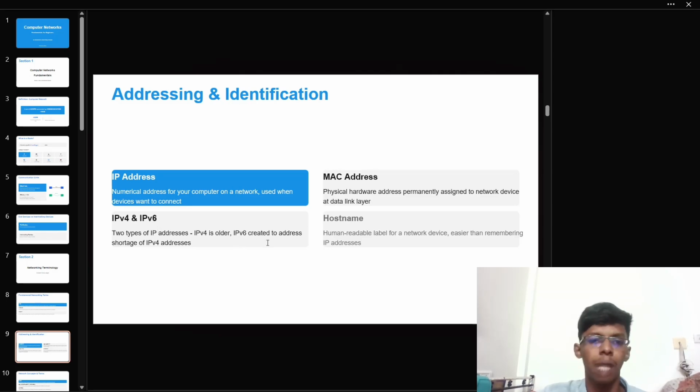IPv4 is older, IPv6 is created to address the shortage of IPv4 addresses. Self-explanatory. Let's go. Host name.